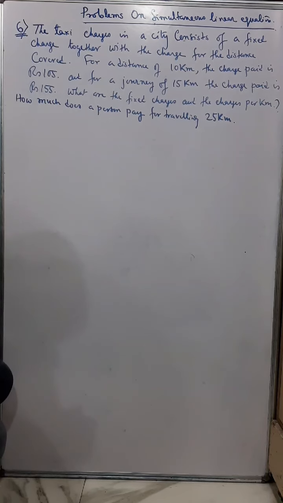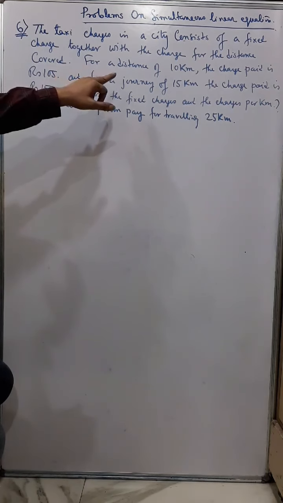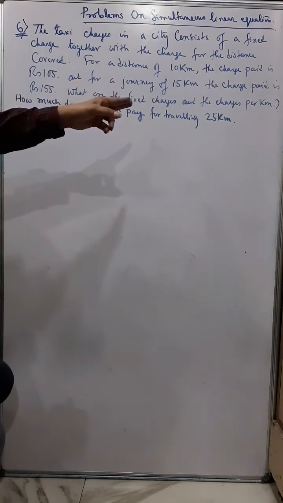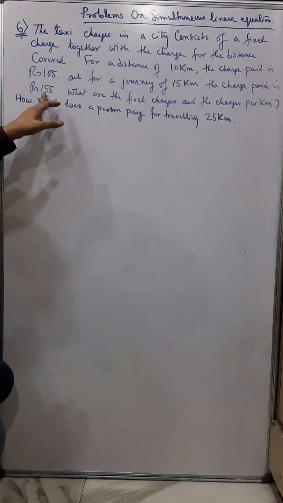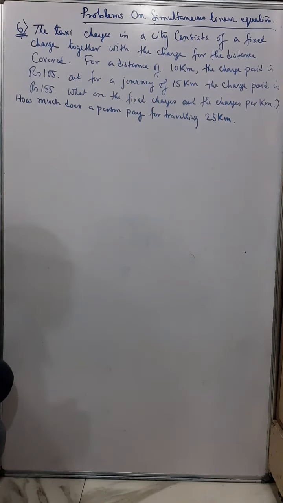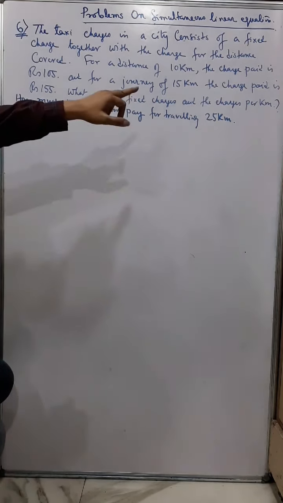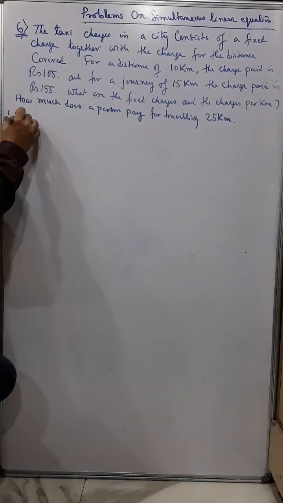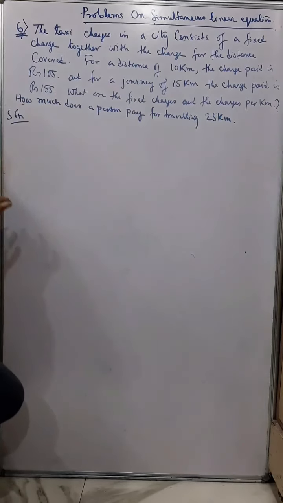They told: for a distance of 10 kilometers, the charge paid is rupees 105, and for a journey of 15 kilometers, the total charge paid is rupees 155. What are the fixed charge and the charge per kilometer? Now if I start like this, then the second part you will get.